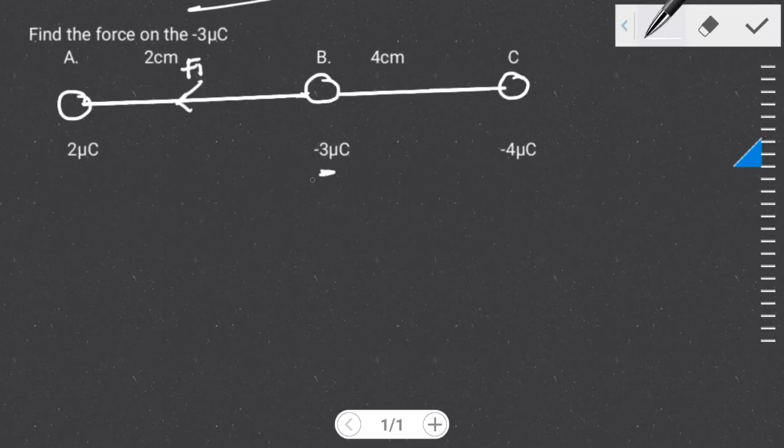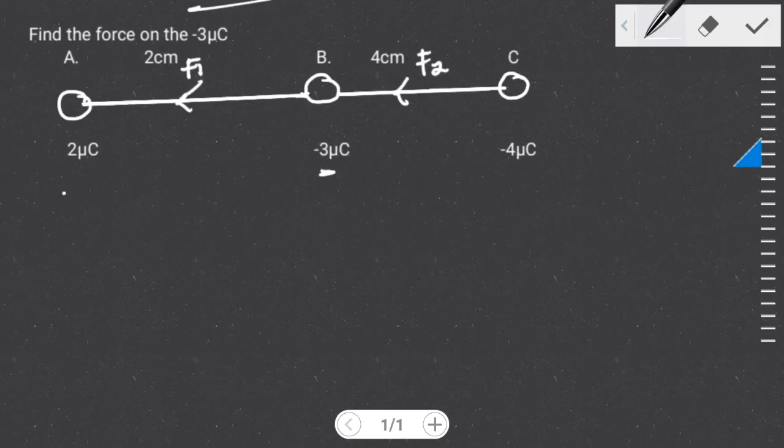So if I look at -3 and -4, the force between these two charges would be a repulsive force, and therefore this -4 would repel this in this direction, and this would be our force 2. And therefore let's do the calculation.